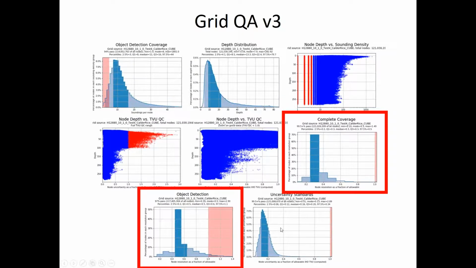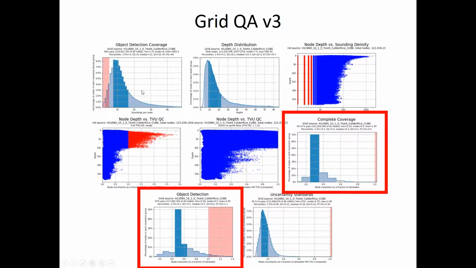The two graphs outlined in red are new, and they define whether the grid met the coverage requirements, the allowable resolution requirements, which are different for complete coverage and object detection. It's going to produce both of those, since we don't have a setting right now to specify whether it's supposed to be complete or object detection. So it's just evaluating for both.